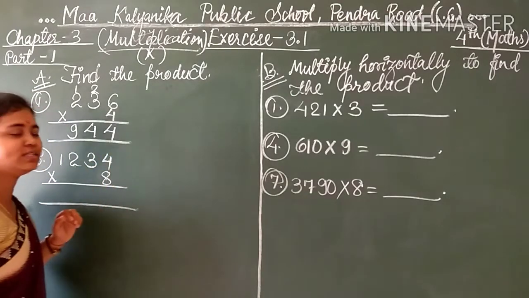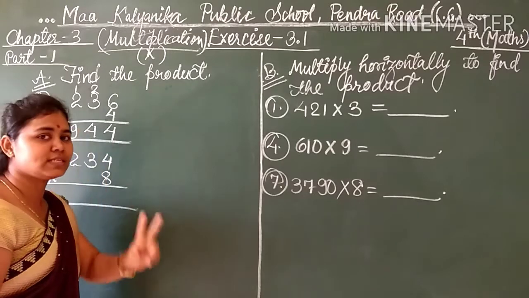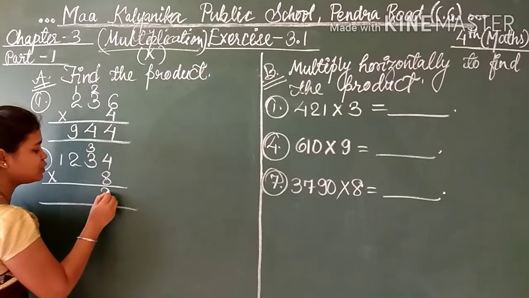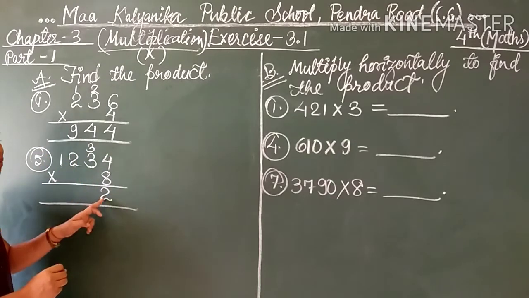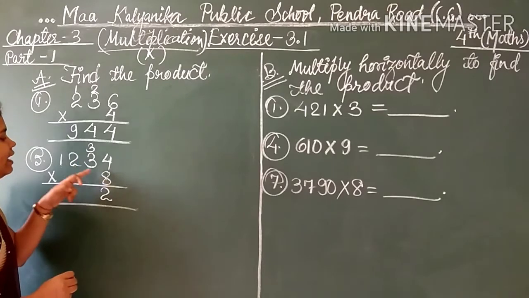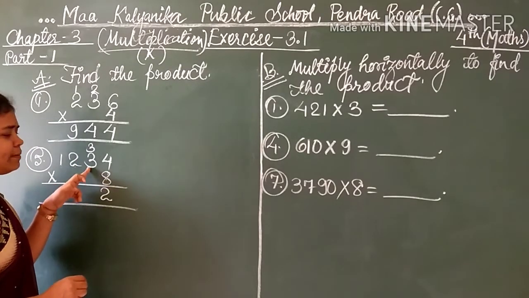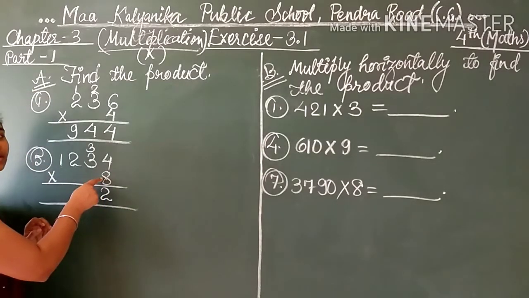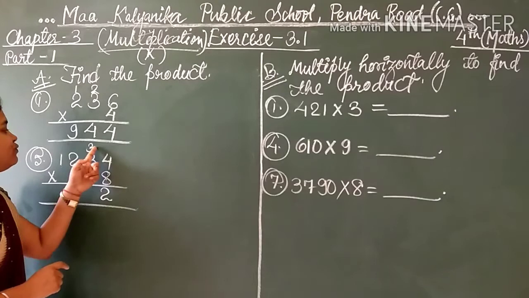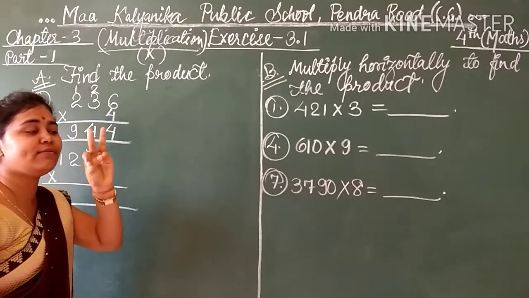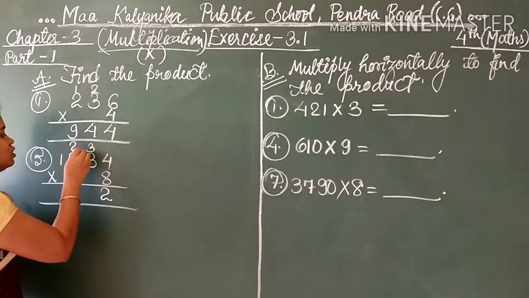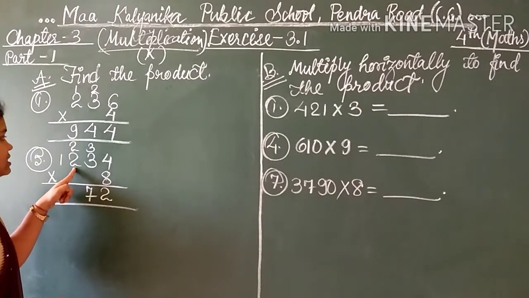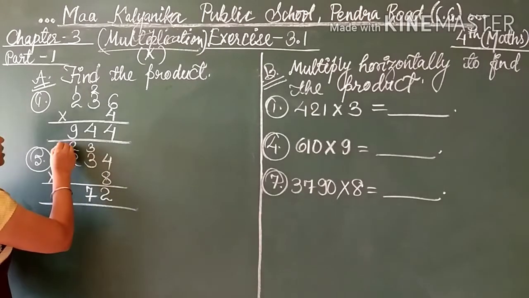8 1s are 8, 8 2s are 16, 8 3s are 24, 8 4s are 32. So 2 here and 3 carry. Now 8 3s are 24. If you are not practicing the table of 3, sometimes you get confused. You can read 3 8s are 24. 24 plus 3 is 27. So 7 here and 2 carry. Now 8 2s are 16, 16 plus 2 is 18. So 8 here and 1 carry.